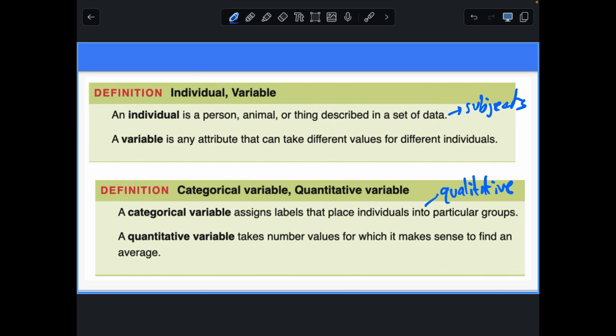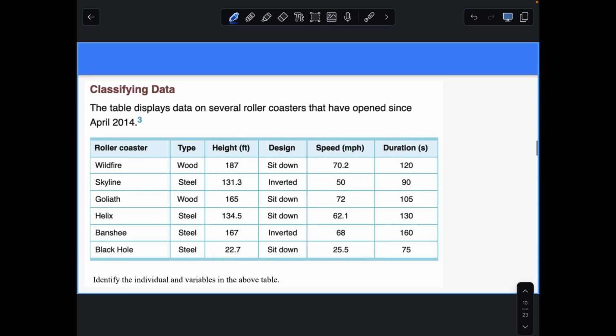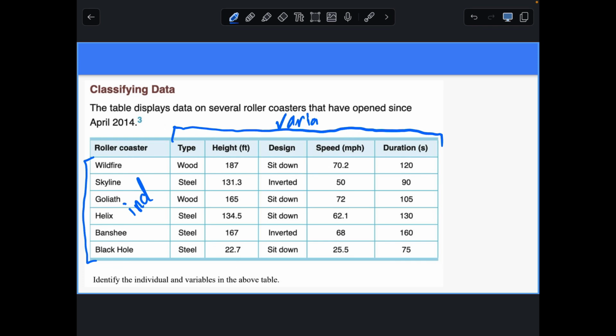Okay, so we're going to go back up to that previous table, and we're going to take a look, and we're going to think which of these are individuals, which of these are variables, and then even further, what type of variables are they? Well, the roller coasters, those would be our examples of our individuals. The type of roller coaster, the height, the design, the speed, and the duration, these are all of our variables.